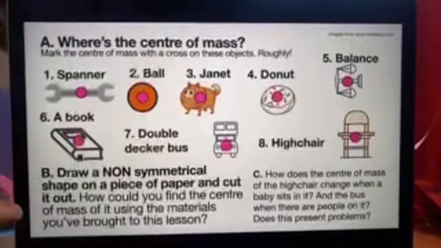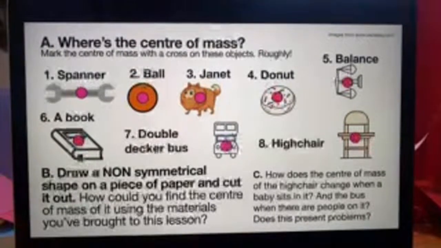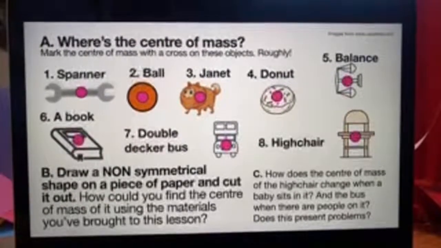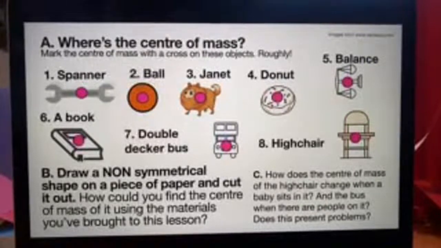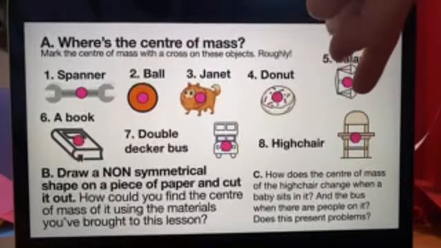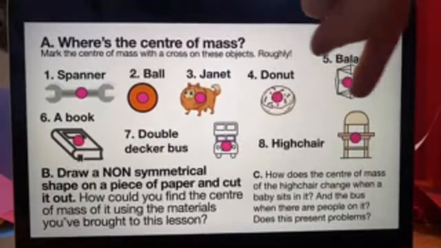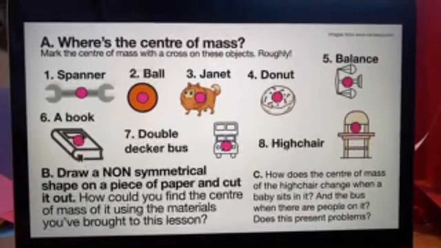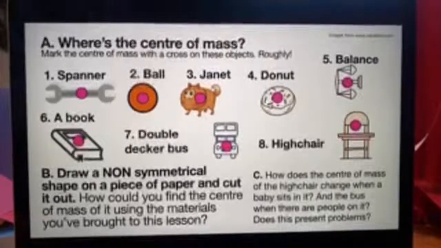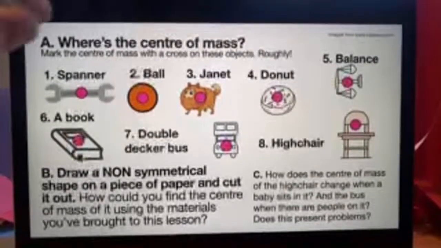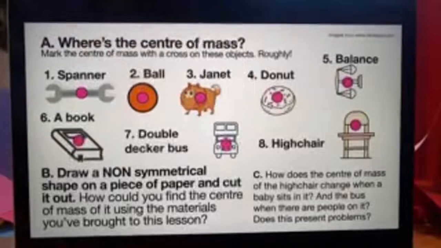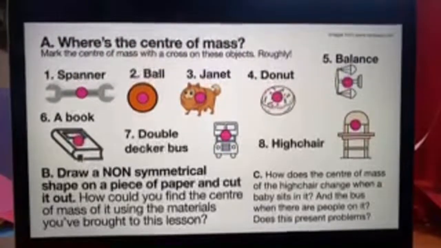Hopefully you've drawn out a non-symmetrical shape now. How does the centre of mass of the high chair change when a baby sits in it, and the bus? Well, the baby's obviously more sitting in the top bit of the high chair, so on average there's more mass above the table of the high chair, so the centre of mass would move upwards. And the same on the bus, right? If there's a lot of people sitting on the top deck of a bus, then the centre of mass of the bus would move up as well.